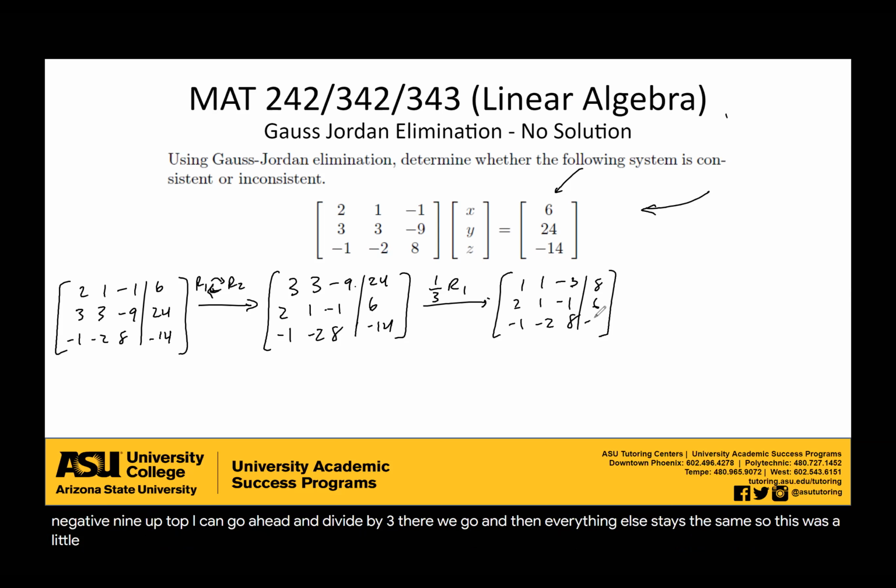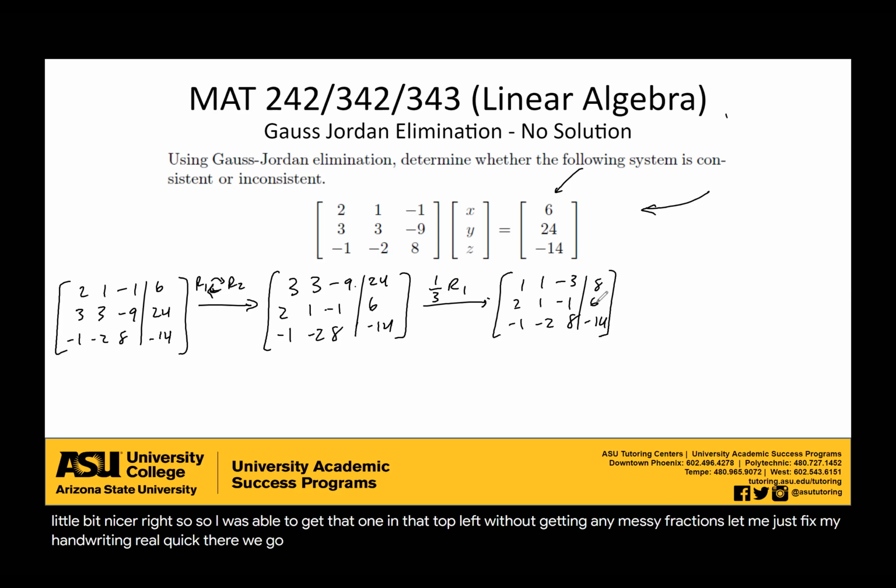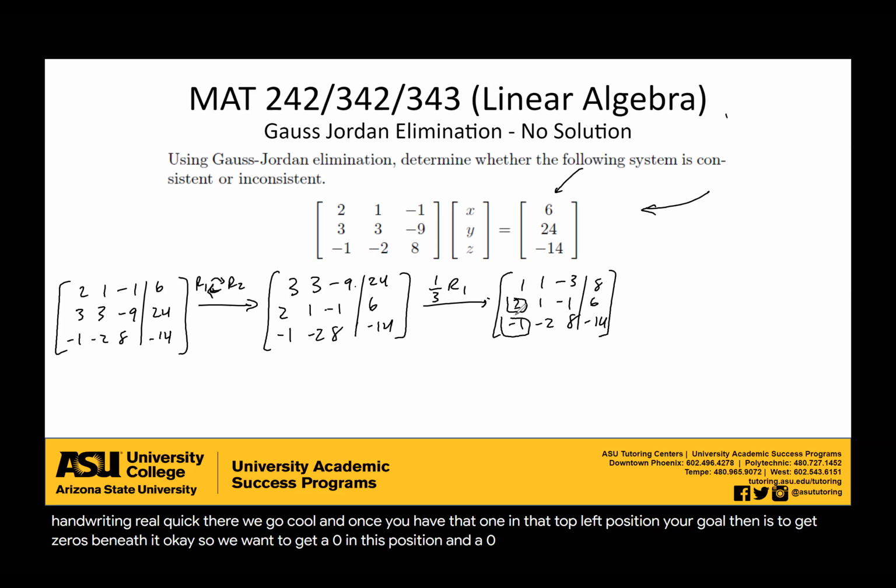So this was a little bit nicer, right? I was able to get that 1 in that top left without getting any messy fractions. Let me just fix my handwriting real quick. There we go. Cool. And once you have that 1 in that top left position, your goal then is to get zeros beneath it. So we want to get a 0 in this position and a 0 in this position.